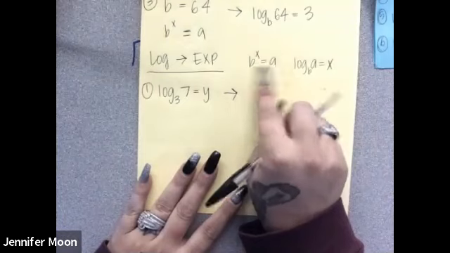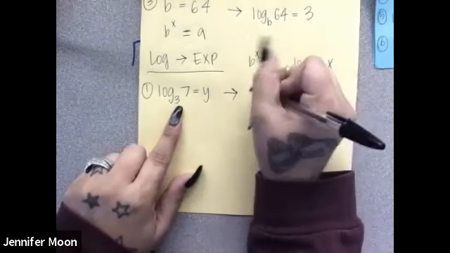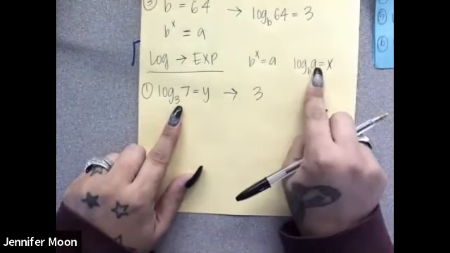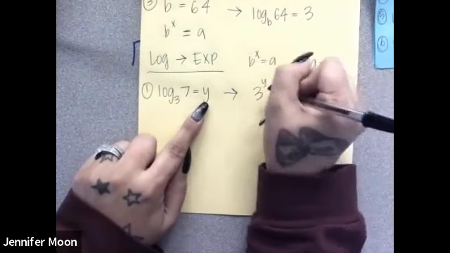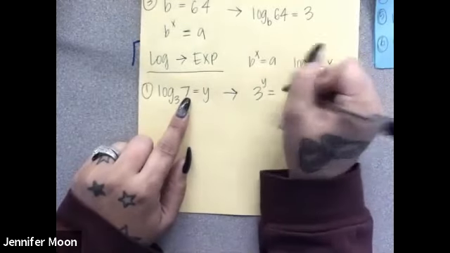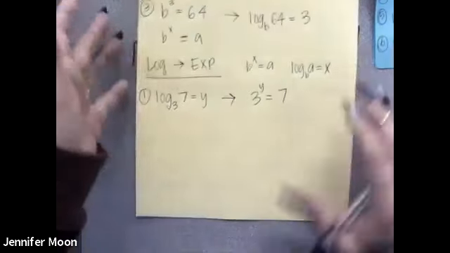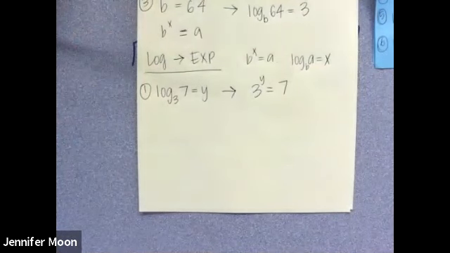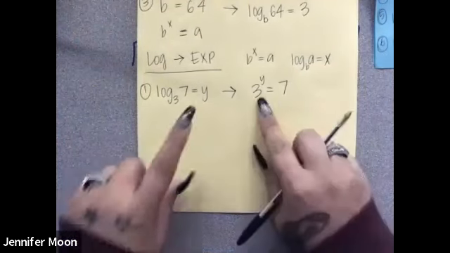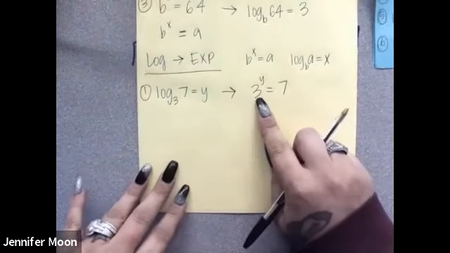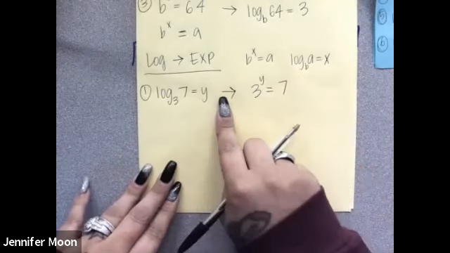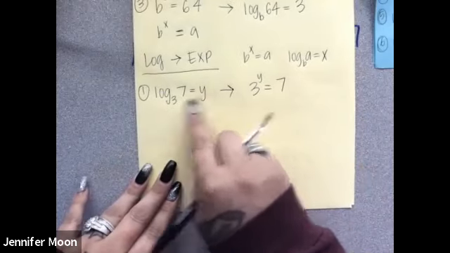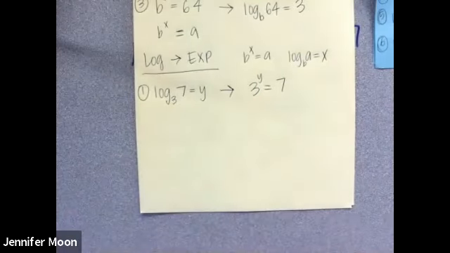So b to the x equals a is what I want, right? 3 is my b, and then my a is 7. My x is y. I want the x first and then 7. And these are saying the same thing. This is saying 3 to the I don't know what power equals 7, and this is saying 3 to the y power equals 7. After a while, you kind of start seeing little patterns.